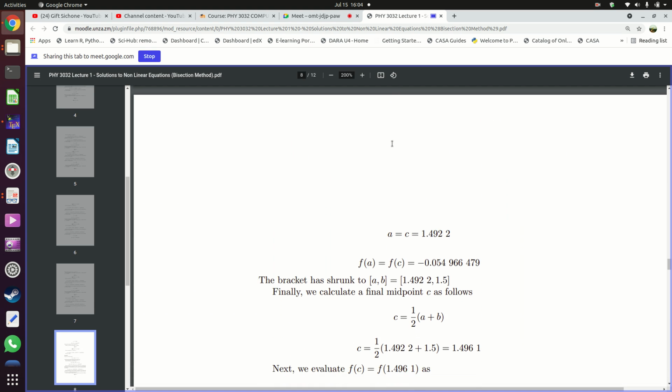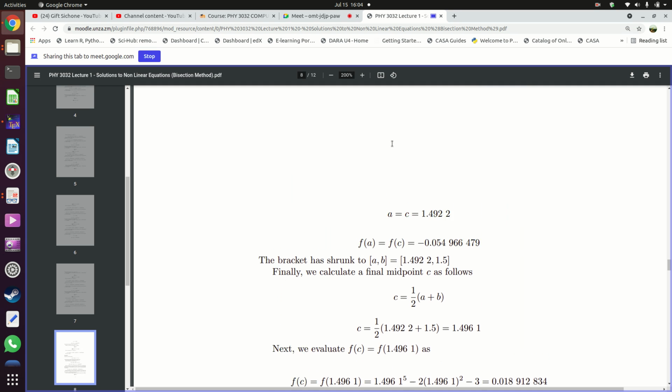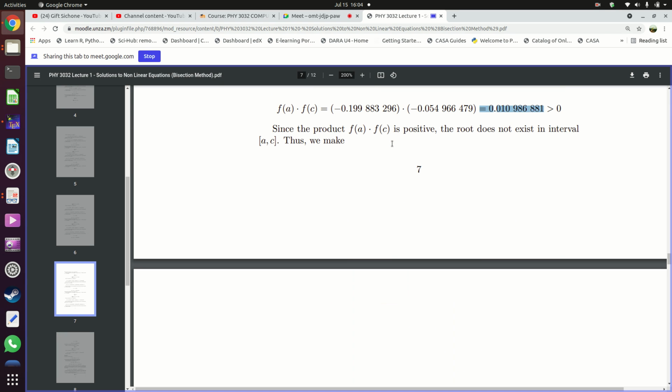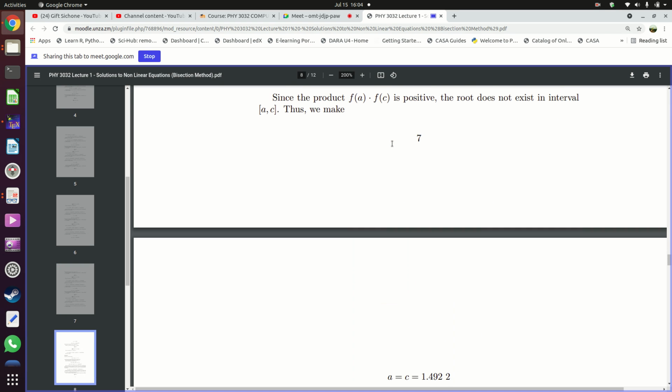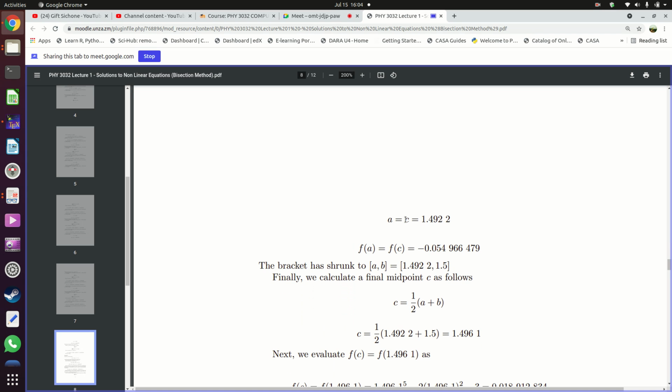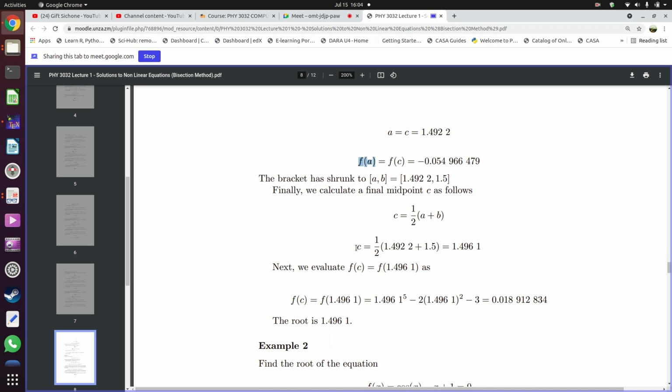Now that our bracket is okay, there's still something. In this case, you make your midpoint C, which is equal now to 1.4922, become A, and you make the value of the function at the midpoint, which is equal to minus 0.054966, become your f of A. The midpoint is very small now, but I think you can make one more guess.